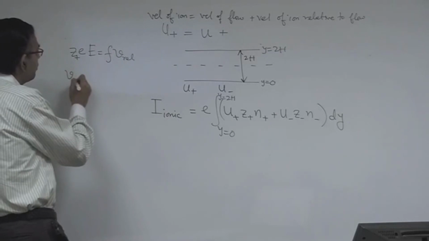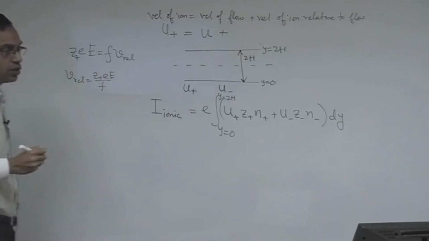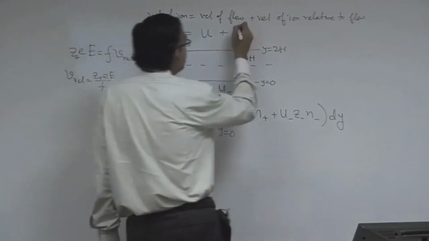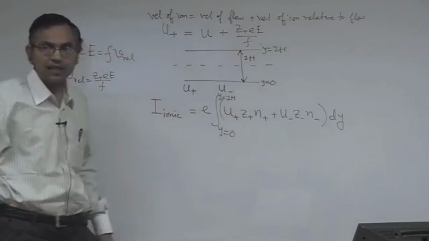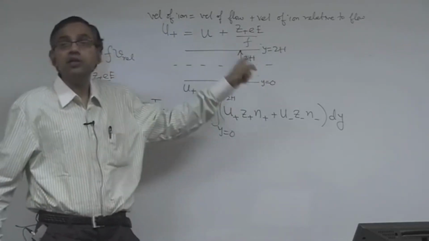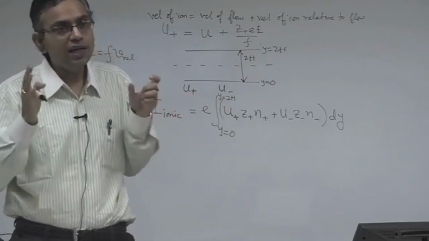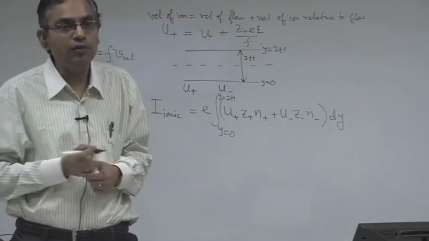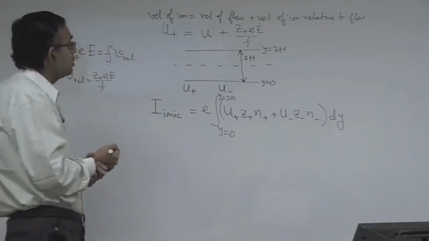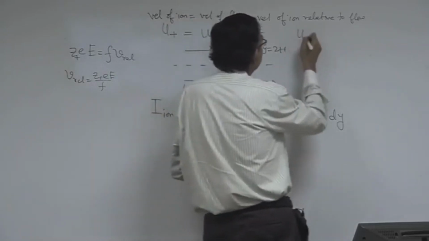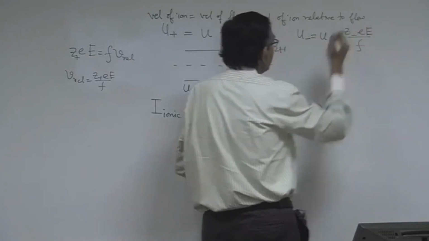So V relative is equal to Z plus eE by F. So u plus equals U plus Z plus eE by F. What is this E in this example? In this example E is the induced streaming potential field, which you do not know. If it was electroosmosis, you would know what E is because you have applied a field, but here you do not directly know what this E is. So what is u minus? Similarly, U plus Z minus eE by F.